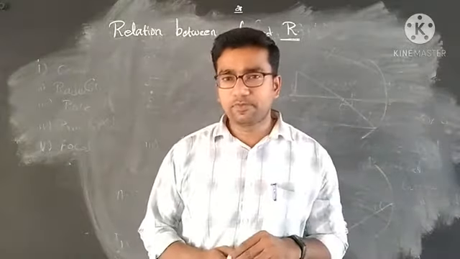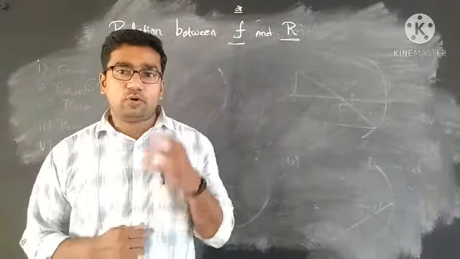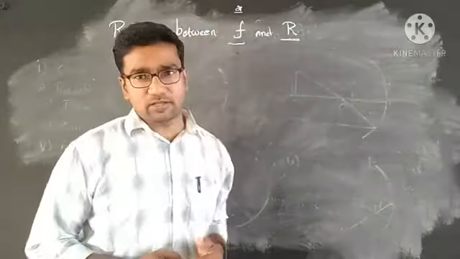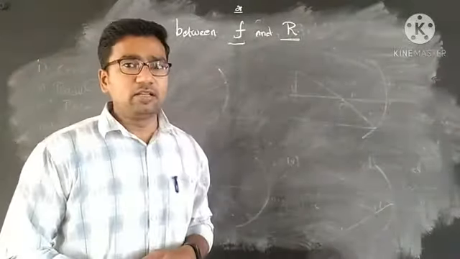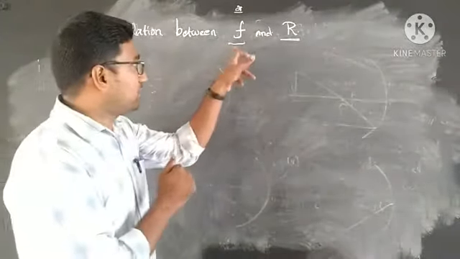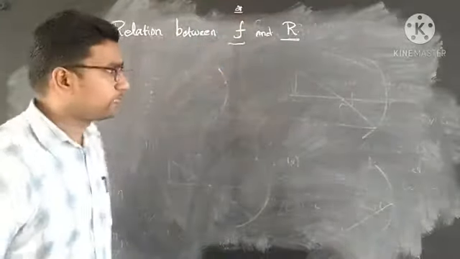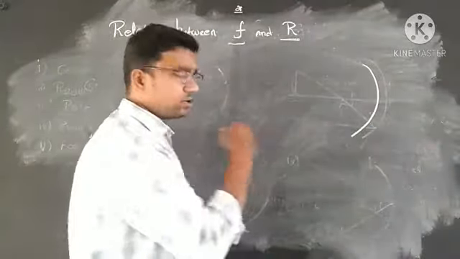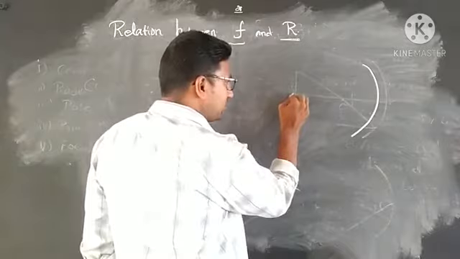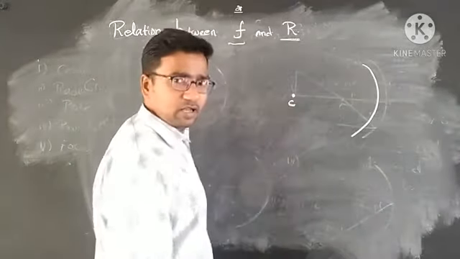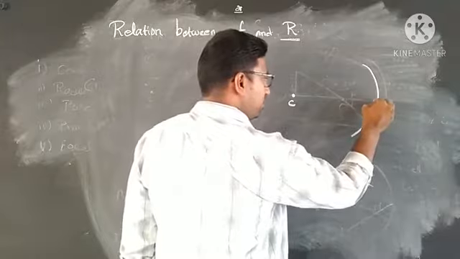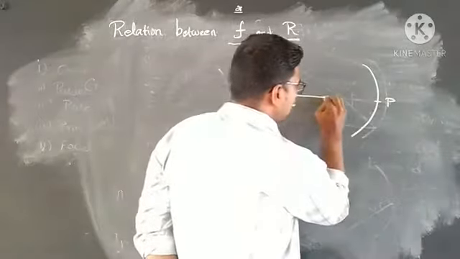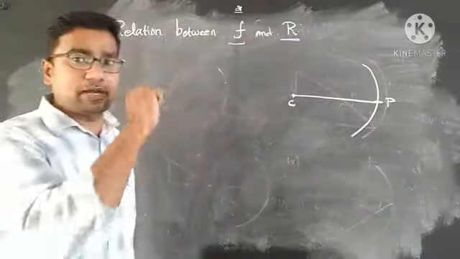In this video, we are going to derive a wonderful relation between focal length and radius of curvature. Before that, you should be clear what is small f and what is capital R. In a concave or convex mirror, the center of the spherical mirror is called the center of curvature, and the center or middle point of the mirror is called the pole. The line joining the center of curvature and the pole is called the principal axis.